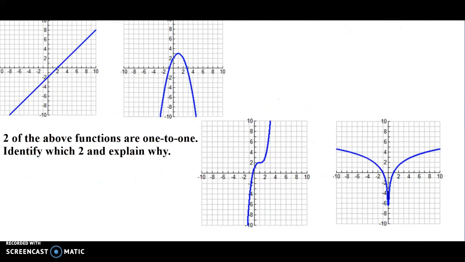So let's take a look at some graphs. Here are 4 graphs, and the directions say that 2 of the functions, these are all functions, right? We could verify that in several ways. One of the ways, kind of a middle school term, is the vertical line test. You could use the vertical line test and confirm that all of these are functions. But we're curious which ones are one-to-one. So not just functions, but one-to-one. Remember what it means to be one-to-one. Look at your definition that you just wrote above. So go ahead, put me on pause, and really think about it.